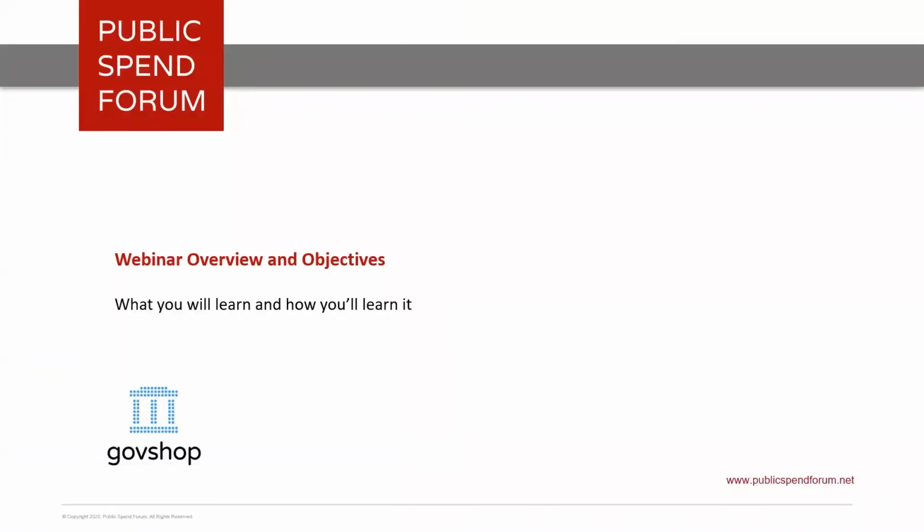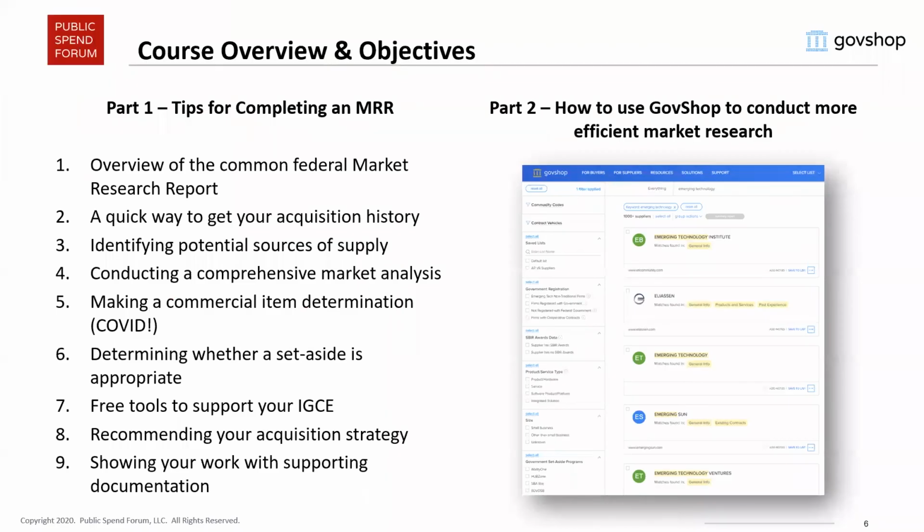Here's what you're going to learn today and how we're going to learn it. So part one, I sort of based this around a blog I wrote a couple weeks ago on how to create a better market research report. This is something I remember doing quite a bit as a contracting professional in the government, and it wasn't always the easiest thing to do. It was something you had to do for every procurement, and typically would involve a lot of Googling, a lot of calling and searching around to find all these elements. Market research reports aren't exactly standard from agency to agency, but most agencies have a template or some type of requirements for what needs to go in there.